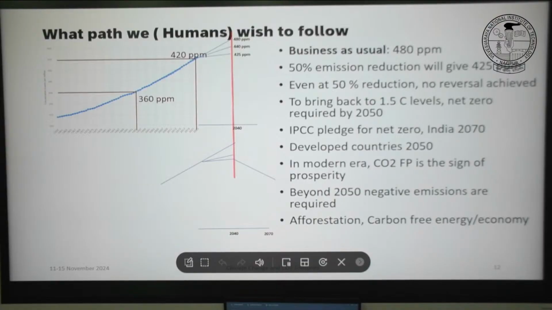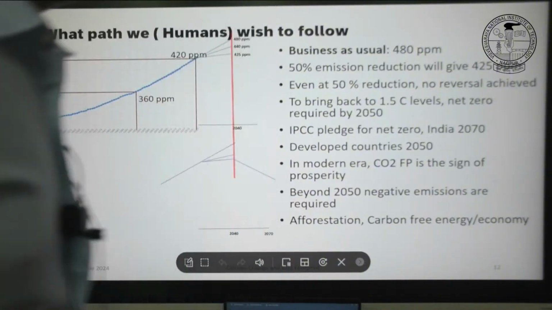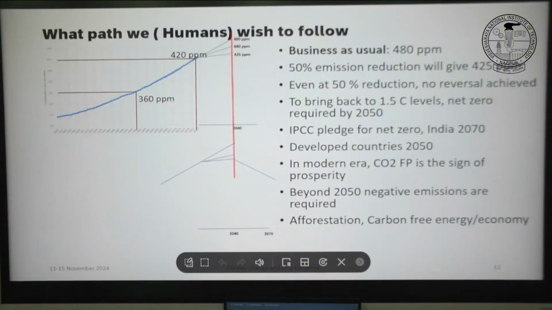So we saw over the last 25 years we went up from 360 to 420. Now let's consider 3 scenarios. Please forgive me for this mess up here, something coming up later. But if we continue business as usual, very soon we will go to 480. A 50% emission reduction will give us 425 in the next couple of years. But we want to go back to this temperature increase level of 1.5 degrees.